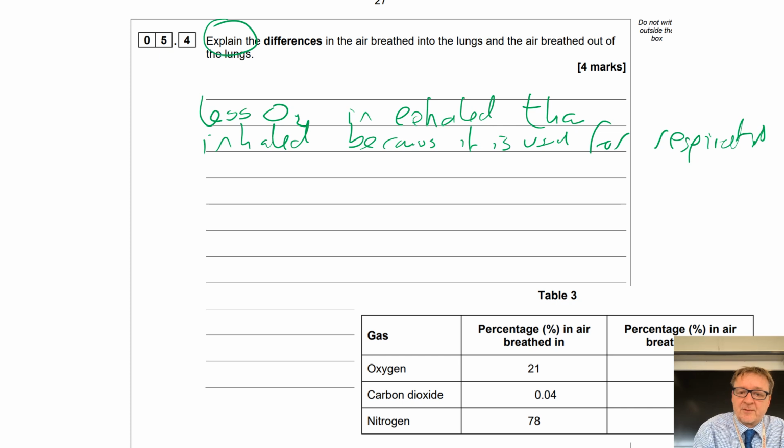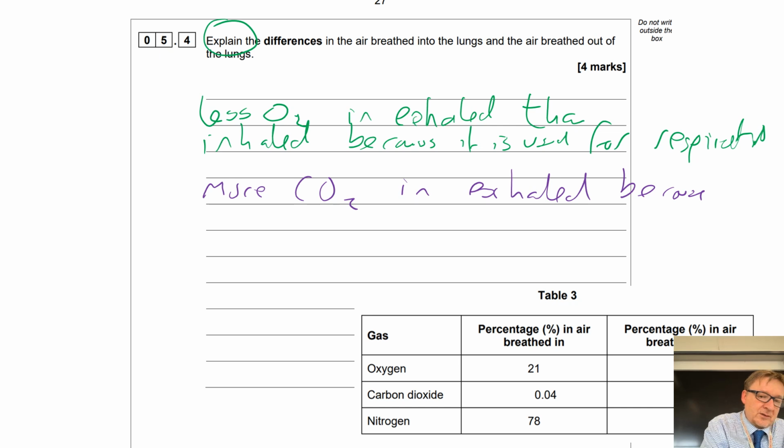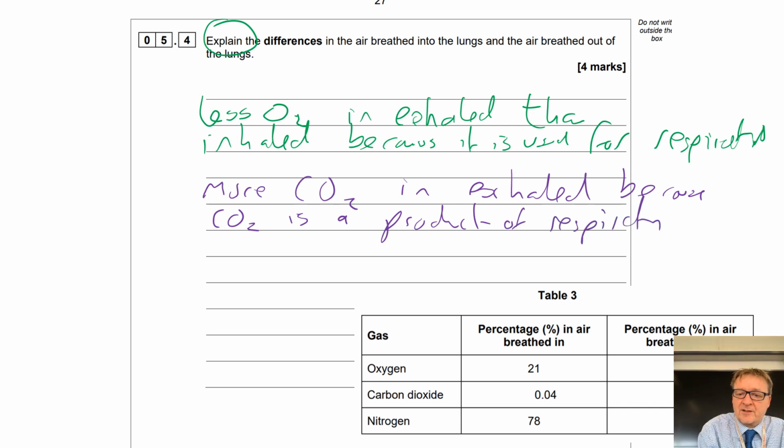Also there is more CO2 in exhaled. So what I'm doing is I'm making sure I tell you whether it's exhaled or inhaled, because CO2 is a product of respiration. So if you look at it now, let's get yellow, because. Think about it. An explain question is because or a so.